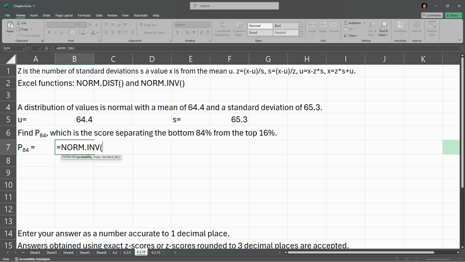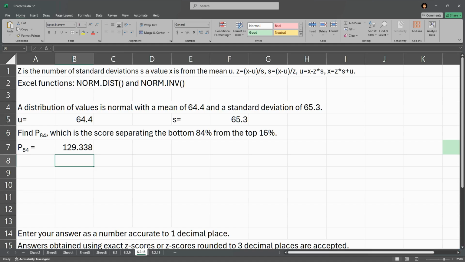And here, of course, we have mean and standard deviation, but our first parameter is probability, and that probability, also known as a percentile, is the 0.84, or the 84th percentile. So that's our probability. Our mean, I have already typed it in, and standard deviation is also typed in. And we just hit enter here.